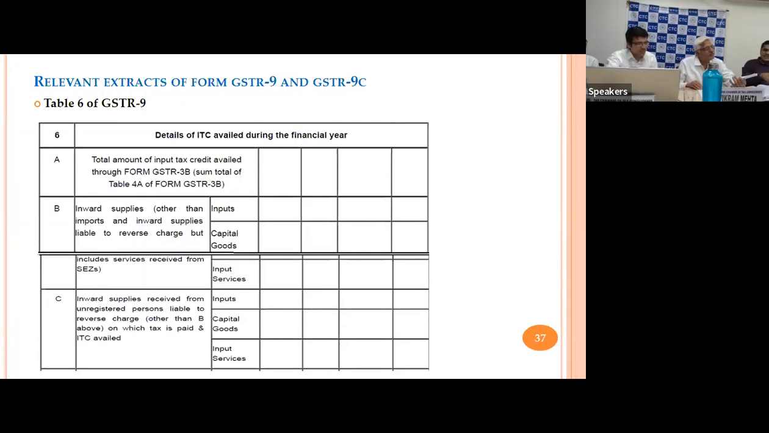They are, I think, more concerned about the tax payment. If you have paid the taxes, okay. Correct. And they verify from table 3.1(d) of 3B, not even going through the GSTR-9 on that test. Right.